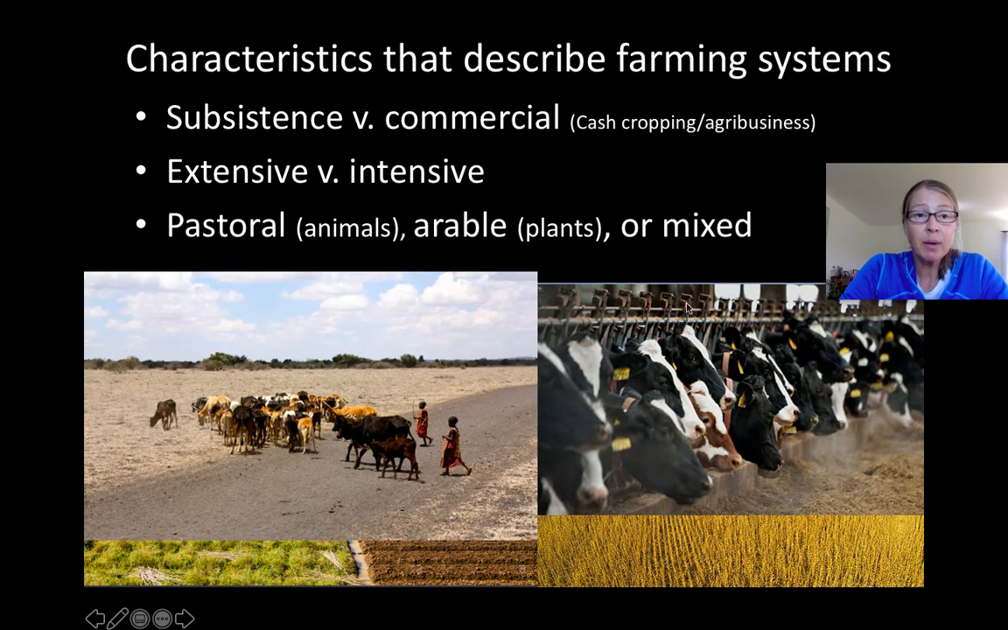And then this last bit of pastoral, arable, or mixed. So pastoral means you're raising animals, and then arable means you're raising plants. It's like crops. So any farm can be all these. Now, you aren't going to be using one of these as your possible comparisons, but it's a nice bit of vocabulary that you should be familiar with. Okay, so you're going to pick two farming systems: subsistence versus commercial, or extensive versus intensive. Good luck.